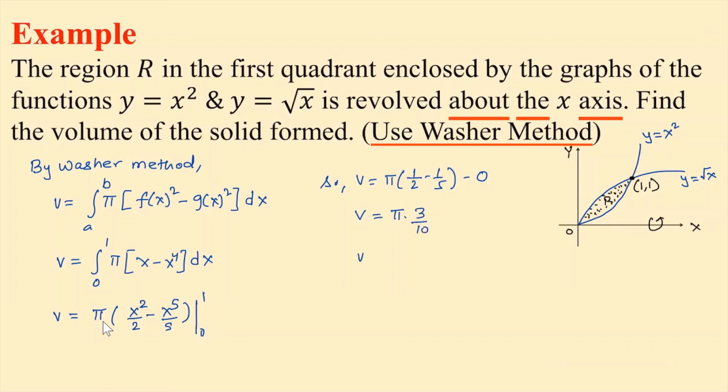So the volume is equal to 3 pi over 10, or if we simplify this using a calculator, it is 0.94 cubic units. So in this example, we calculated the volume when this region R is revolved about the x-axis using the washer method.